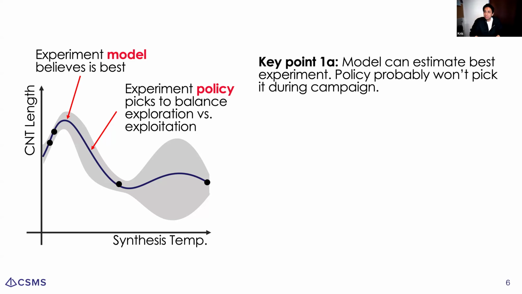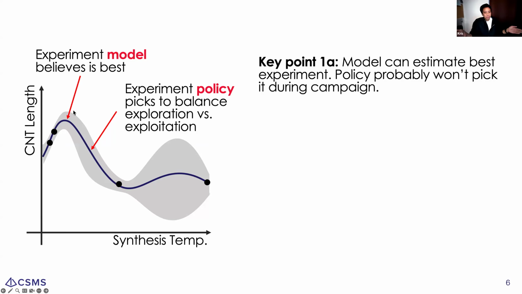Number 1A, this model could probably estimate what the best experiment is, but we're not going to pick that experiment in our Bayesian optimization campaign. We will not pick this experiment ever. We will pick this experiment. So the experiments that we pick in our Bayesian optimization campaign and the responses that we see for those experiments are never going to be what the model actually thinks is optimal.